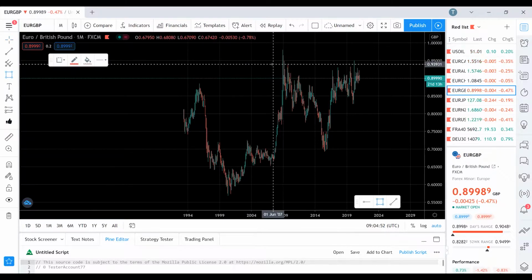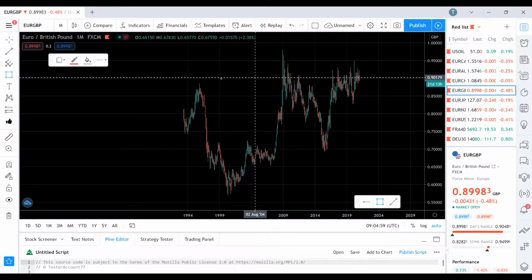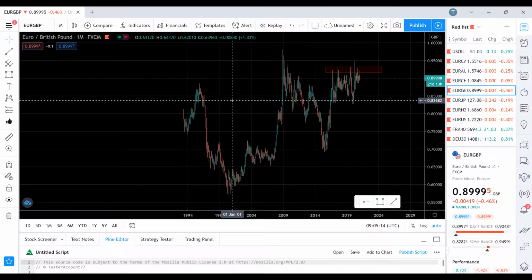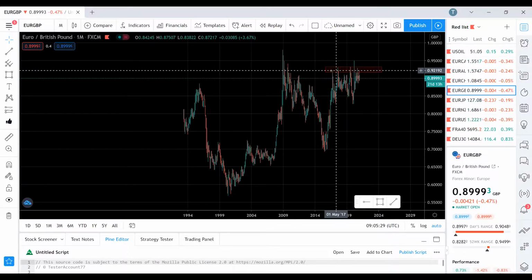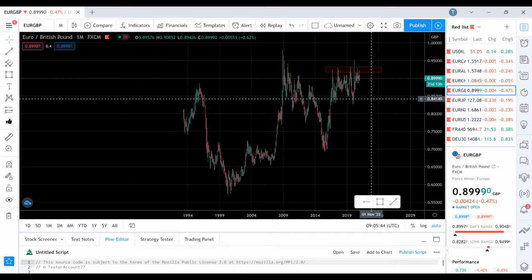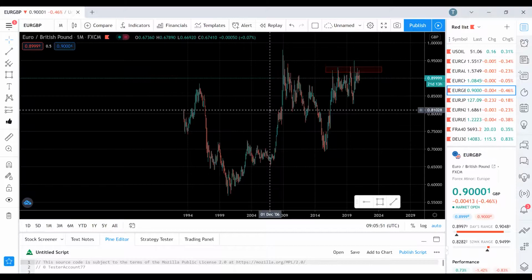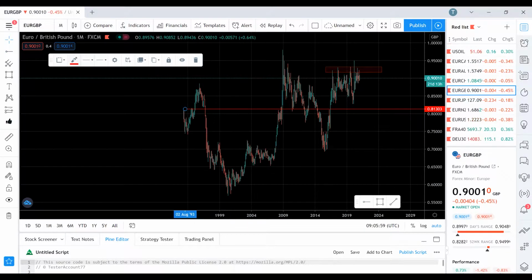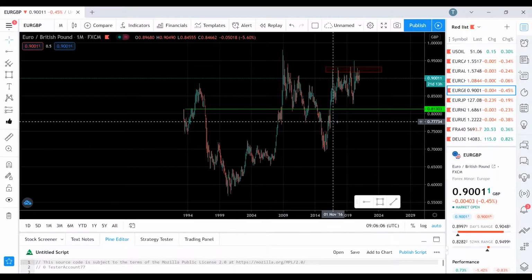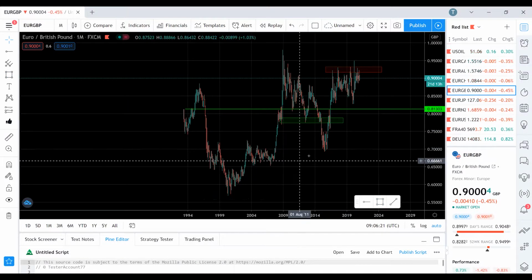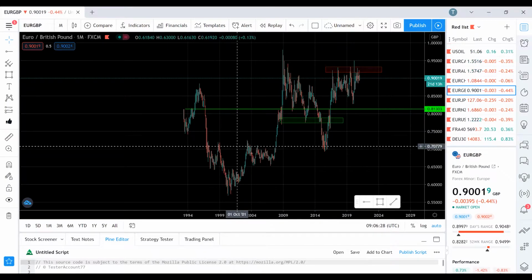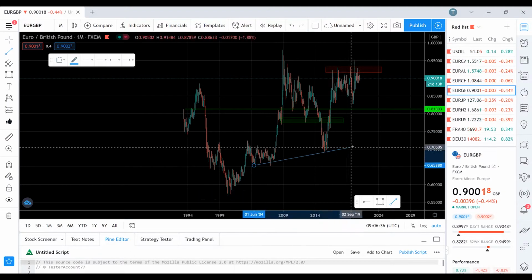EURGBP. Start on the monthly. We have a sell zone here. Support here. We have a buy zone here. Trend support here.